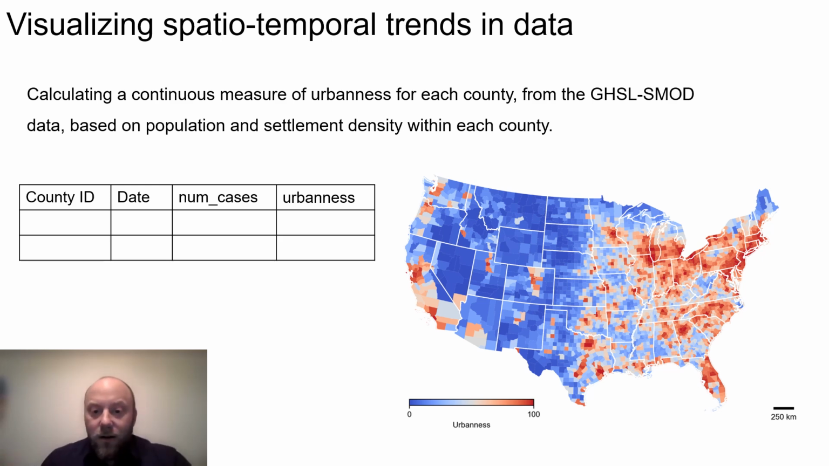Okay, so what you can see here in this map is the transition from rural into urban. States like Nevada and the Dakotas are very rural, and then of course there are highly urban regions or counties here in the east and northeast. You can also see the Front Range here. So we have this measure of urbanness on a continuous scale from 0 to 100 for each county.